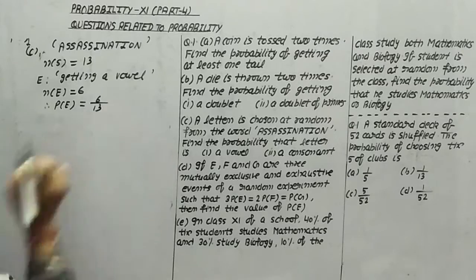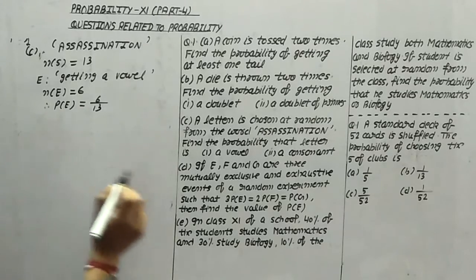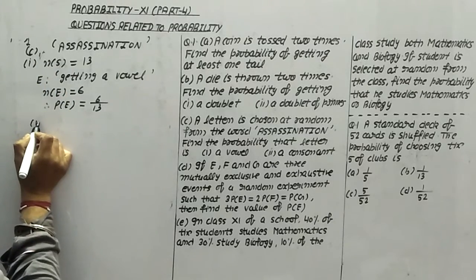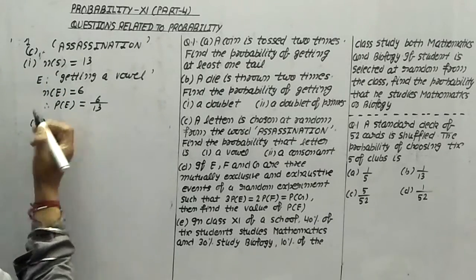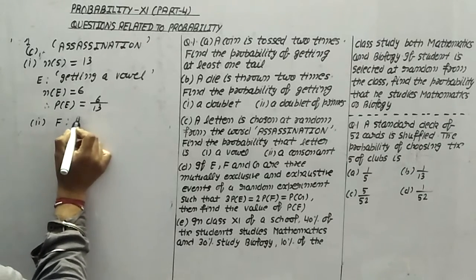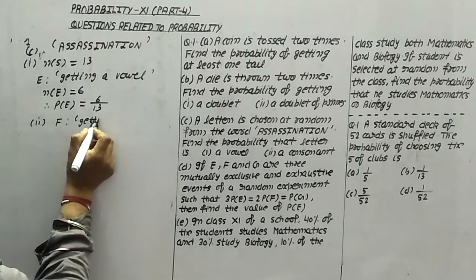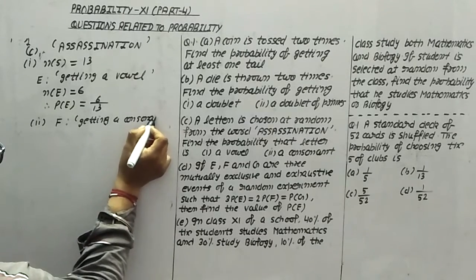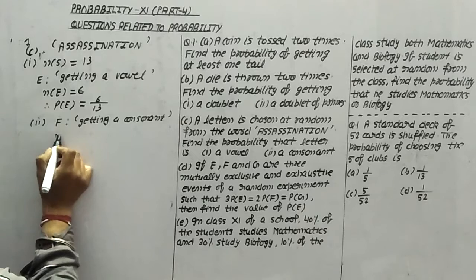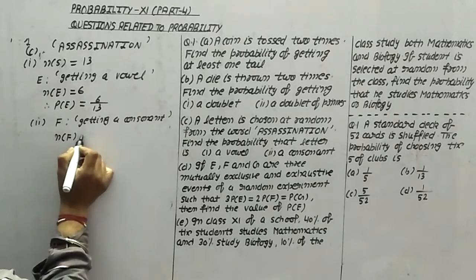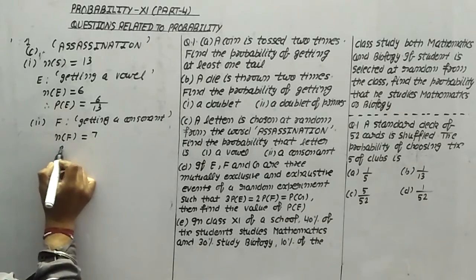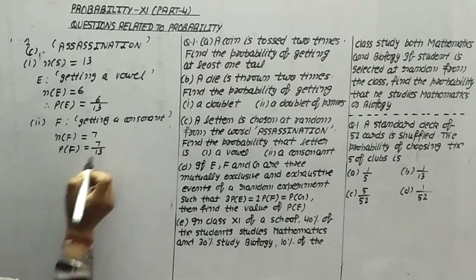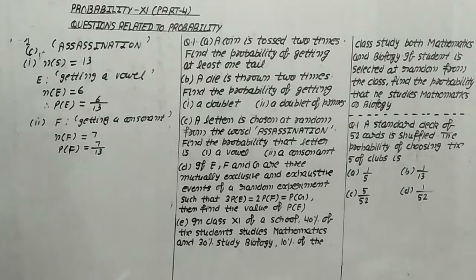6 upon 13, and this is the answer. Now in the second part, we have a consonant. Consonant means whatever the left elements are. Let us suppose that the event is F, getting a consonant. So in getting a consonant, we will see that the number of elements in F is equal to 7. Therefore the probability of F is given by 7 upon 13, and this is the answer for this part.